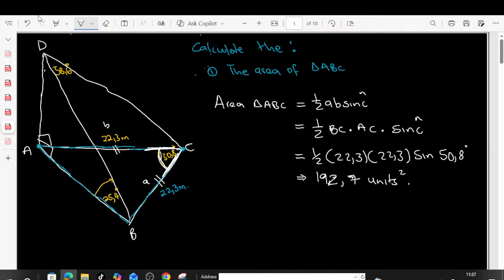Most of the time in an exam they'll say round your answer to 2 decimal places. So when you round your answer to 2 decimal places, what do you get? This will be 192.69 units squared. So this is the area of triangle ABC. I hope everyone is happy with that.